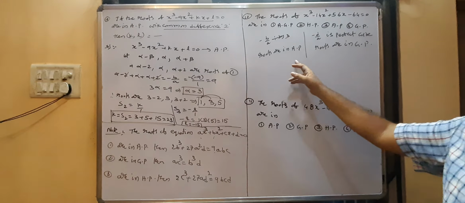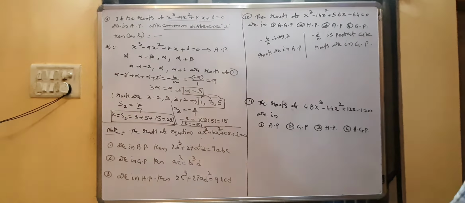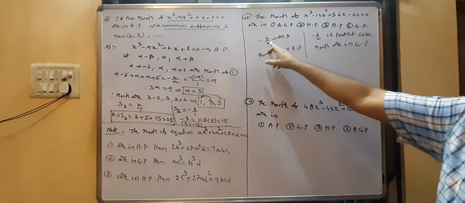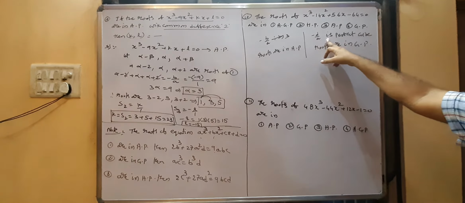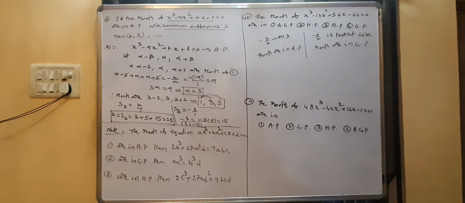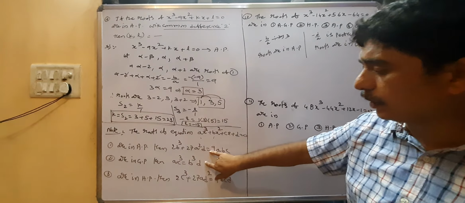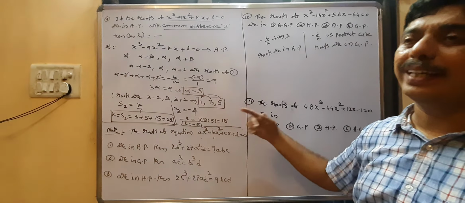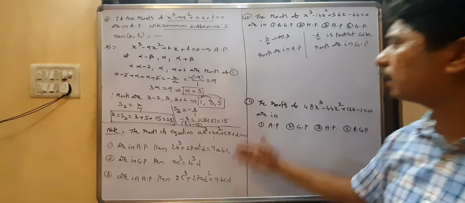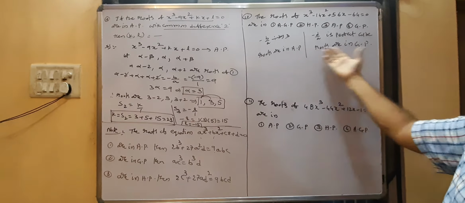Sometimes AP condition and GP condition both are satisfied. If minus b by a is divisible by 3 and minus d by a is a perfect cube, then roots are in AGP, arithmetic geometric progression. So that is your choice. You can go by using these conditions or by this concept.